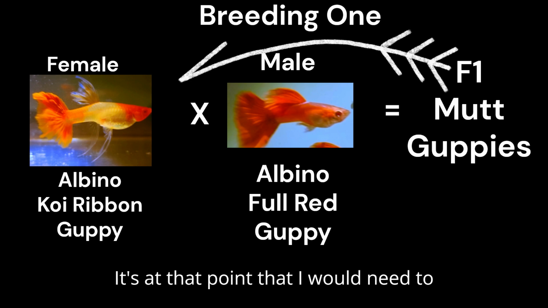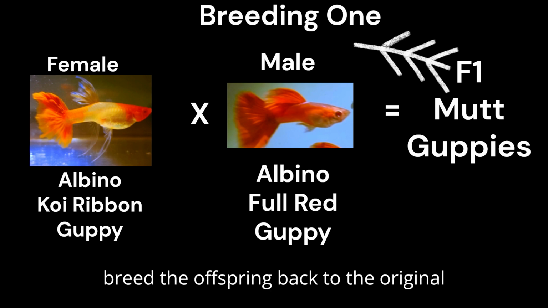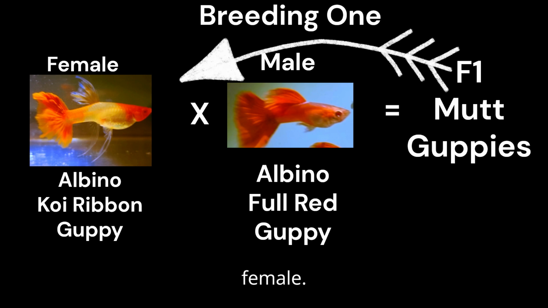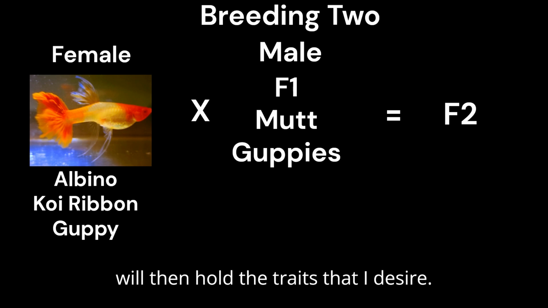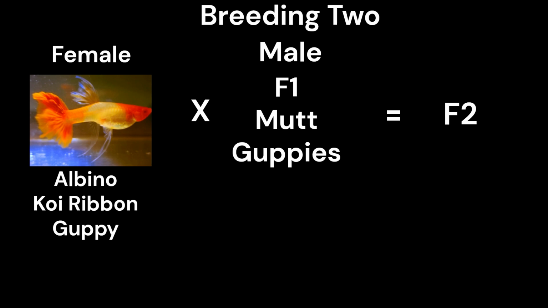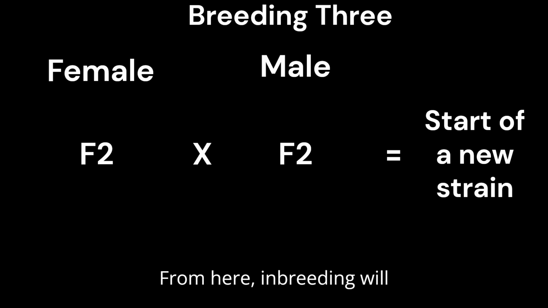It's at that point that I would need to breed the offspring back to the original female. The offspring from this batch will then hold the traits that I desire. From here, inbreeding will form a strain.